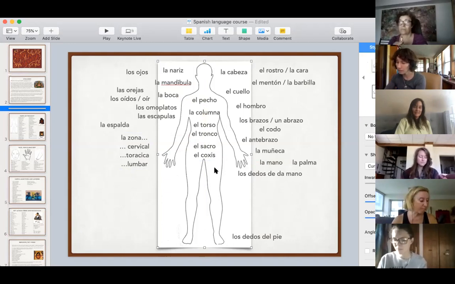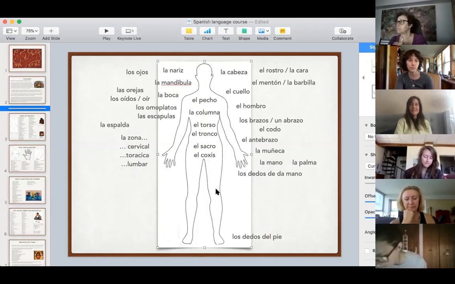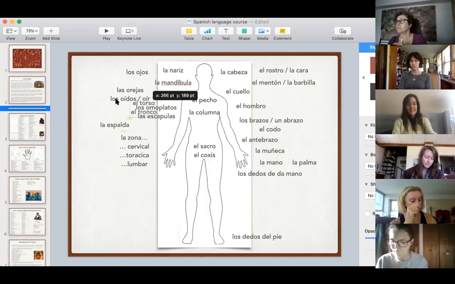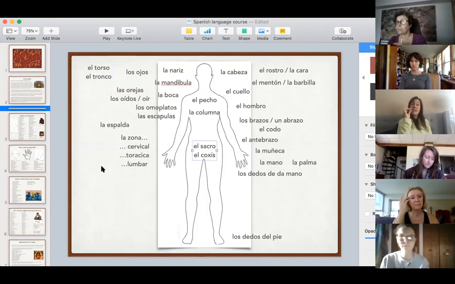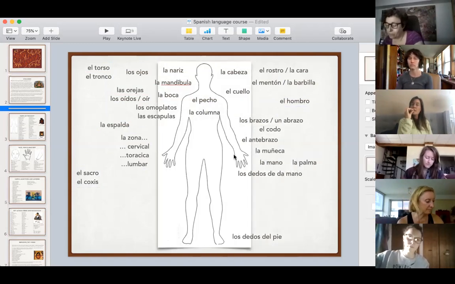Good. Are all of these words appearing on your screen reasonably well? You can read what I'm writing? Yes. Oh, all right, great. Good. So we haven't really got very many words yet for the area of the abdomen. So let's see if we can brainstorm some words together. Who knows any words for your core, your abdomen, the center of your body?